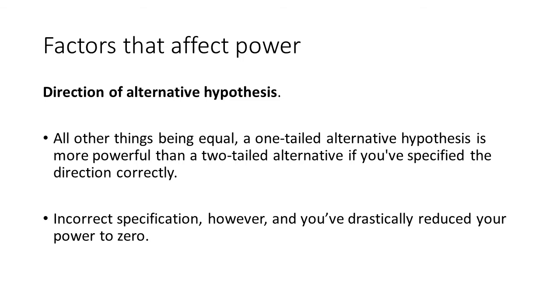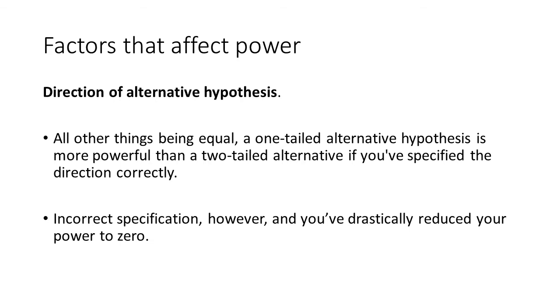And one of the last things that you can do is use a directional hypothesis. Using one-tailed tests are considerably more powerful than two-tailed tests, so long as you specify the direction correctly. If you have really good prior theory suggesting that this group should be higher than this other group, or that this relationship should be positive, so long as you have a good theoretical framework for that, you can specify a one-tailed test and a one-tailed alternative hypothesis, and that's going to increase your power.